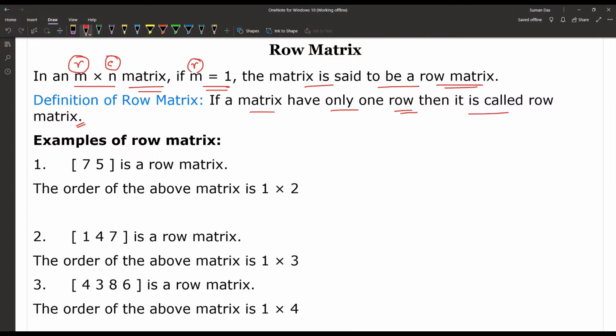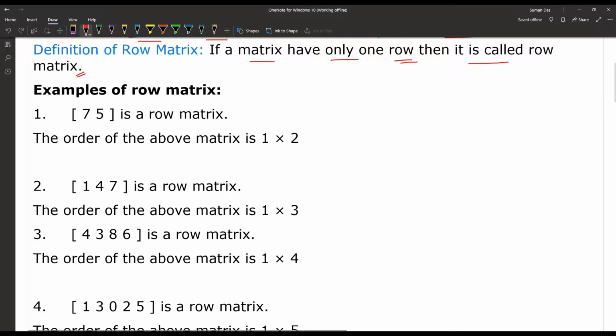What are the examples of row matrix? Look at the first one. Here, using the third bracket, we are describing the row matrix. Now, 7 and 5 are two different elements. So the number of columns here is 2, but the number of rows is 1. So the order is 1 cross 2. The order of the above matrix is 1 cross 2. Only one row, so that is a row matrix.